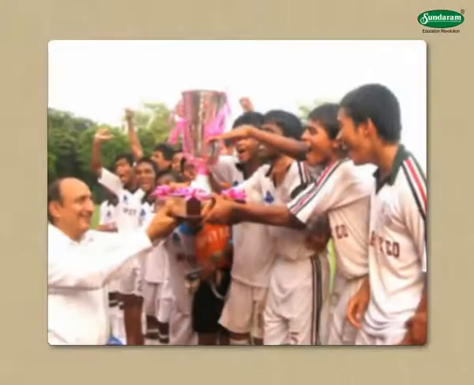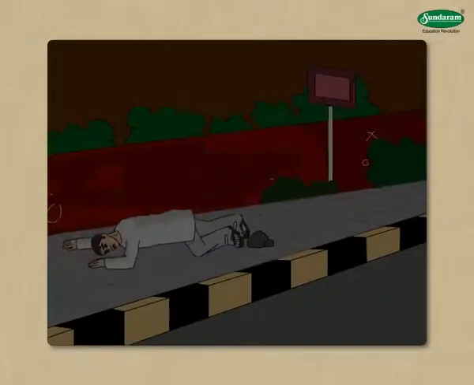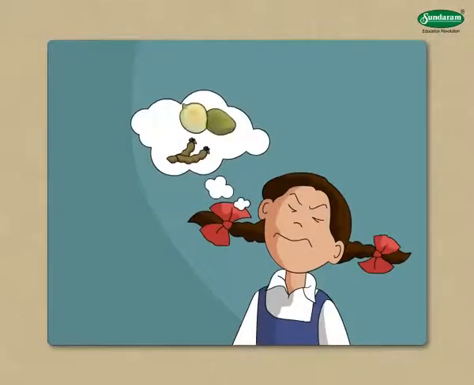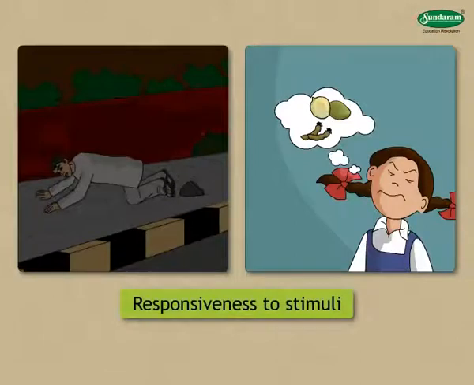If your team wins a game, you raise the trophy high and jump for joy. If you stub your toe, you cannot help squealing, ouch! Your mouth waters at the sight of tamarinds or slices of raw mangoes. The squealing, the watering of your mouth are examples of a living thing giving a response to a stimulus. Let us see how living things respond to the stimuli.